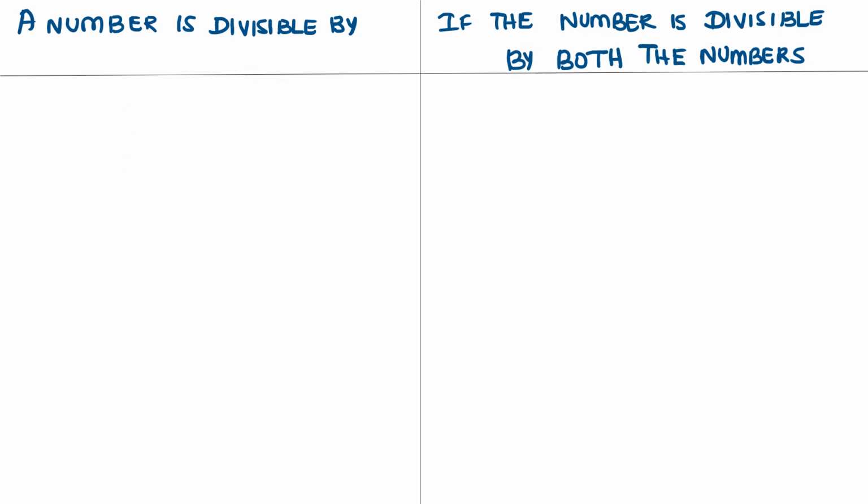Next we will see the divisibility rule of 18. It should be divisible by both 9 and 2. Now let's take an example, 3456. Here it is ending with 6. Therefore, it satisfies the condition for the divisibility rule of 2.